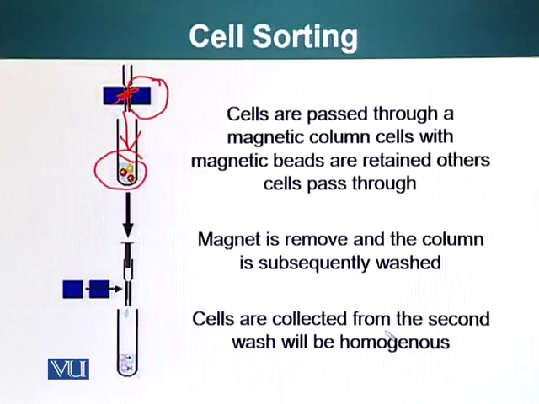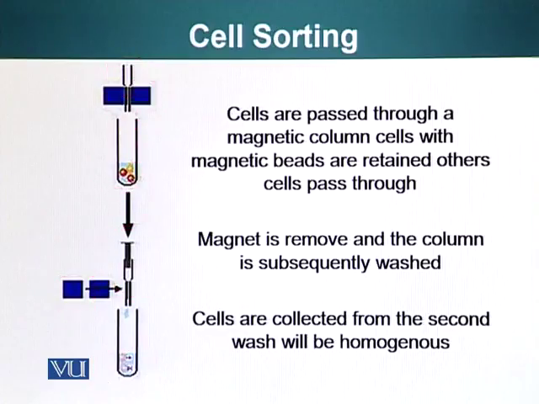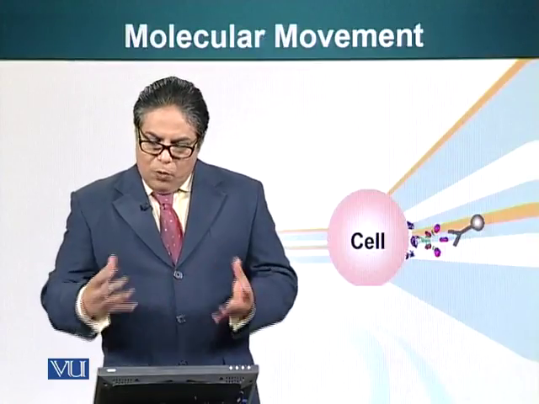Later on, you can take this column and you can wash it, remove the magnets, and now when you rinse it, you will have the specific cell type that you wanted, that was a cell type of your interest. So this is another very simple, very elegant way of obtaining a specific type of cell that you want to study.